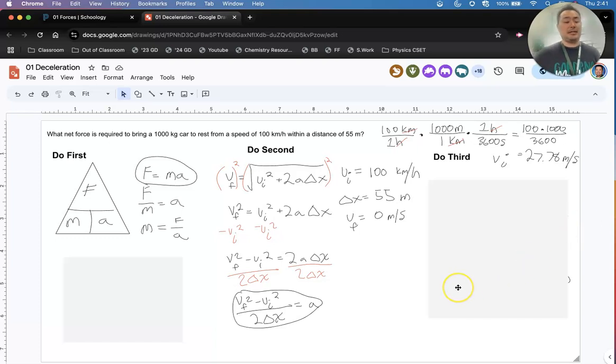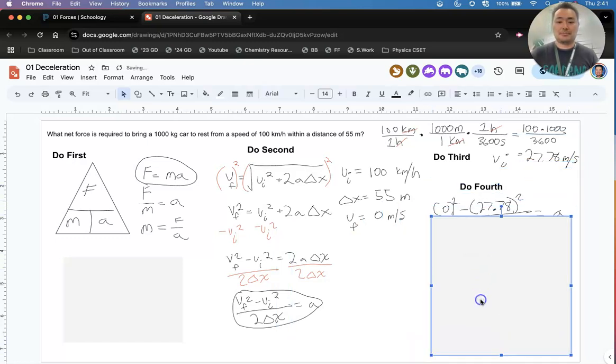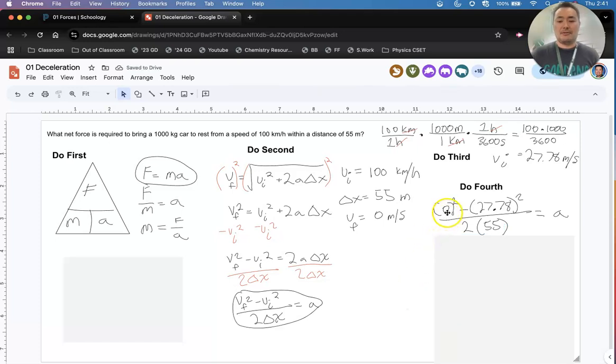And now we can plug it into our acceleration equation, and then plug that into our force equals mass times acceleration. We're going to plug in our values. 0 is our final velocity because the car needs to be at rest. 27.78, Carolyn helped us find that. That's velocity initial squared divided by 2 times 55, which is the distance the car is going to travel.